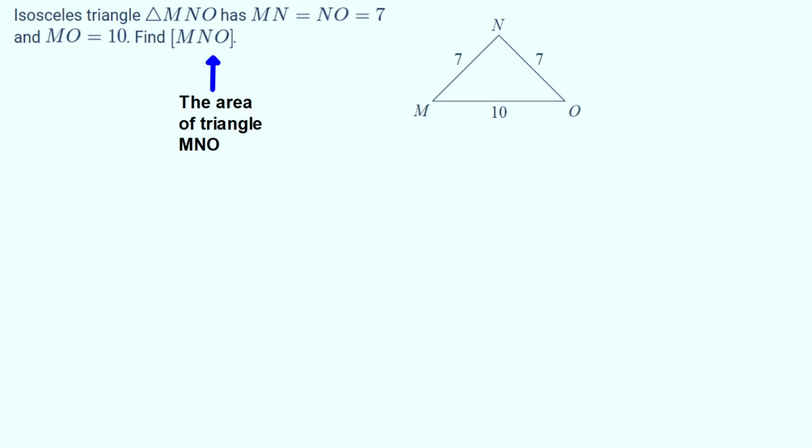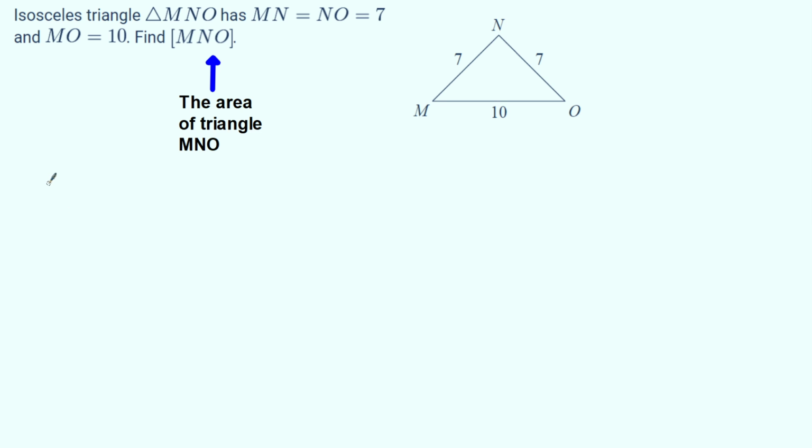Okay, so now we have another example of some sort of problem involving a triangle. It says the isosceles triangle MNO has MN equal to NO, which equals 7, and MO, which equals 10. And then it asks us to find the area of the triangle MNO. That's what those brackets around MNO mean. So from now on, I'll be using that to stand for area, basically.